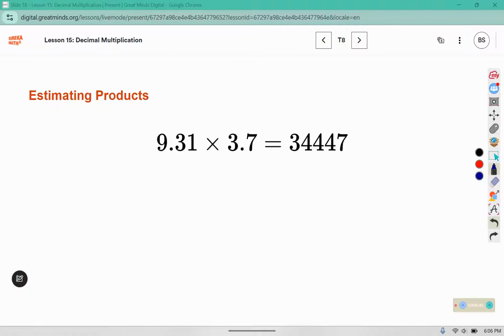Looking at this one as well, I have this is around 9, and this is approximately 4. 9 times 4 is 36. So to get a decimal in the correct spot, it should be located here.